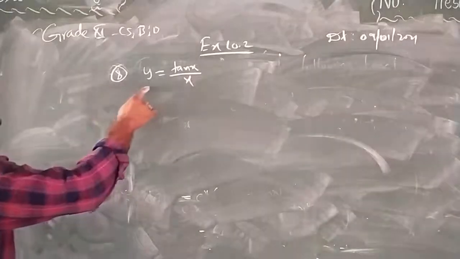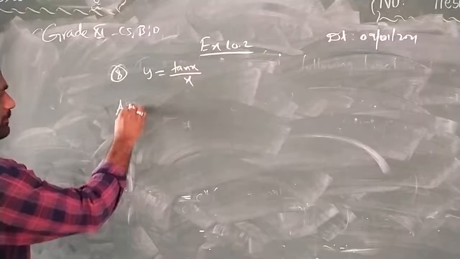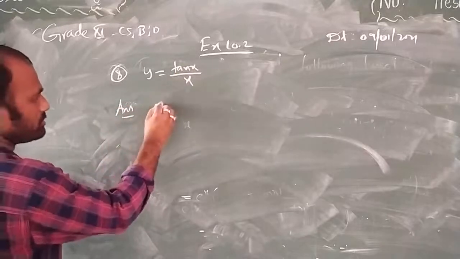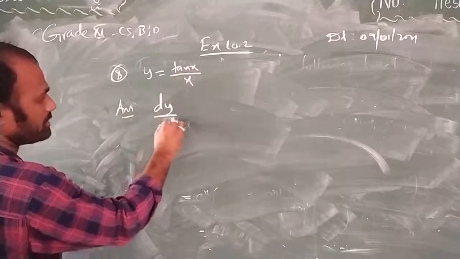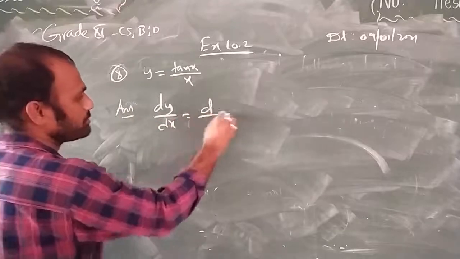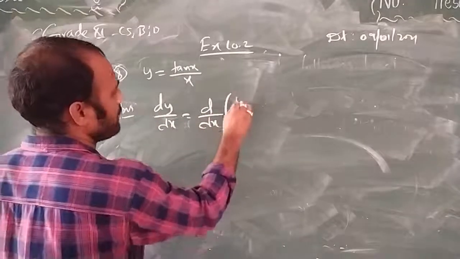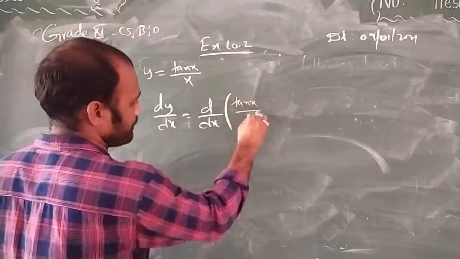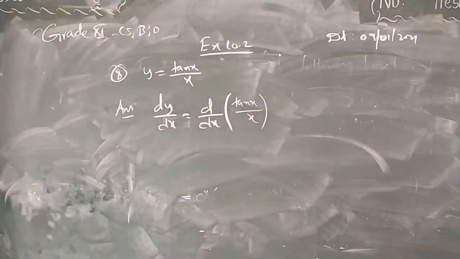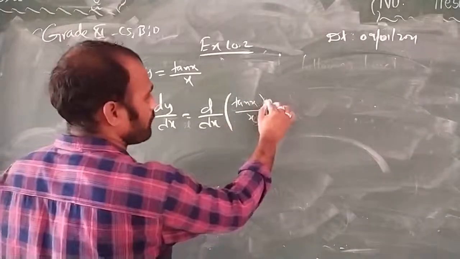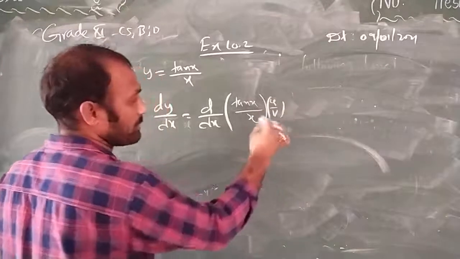Next, eighth question. y is equal to tan x by x. Answer: derivative. So let us do the differentiation with respect to x. dy by dx is equal to d by dx of tan x by x. So it is in the format of u by v, so let us apply the quotient rule.